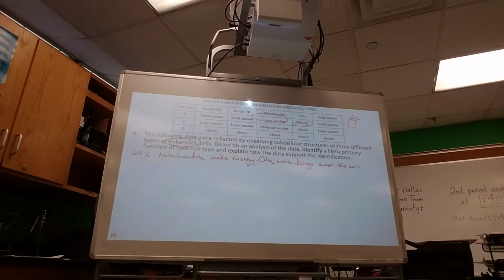So what has cilia? Inside your body, cells in the respiratory system use cilia to move mucus. And they need energy to do so.